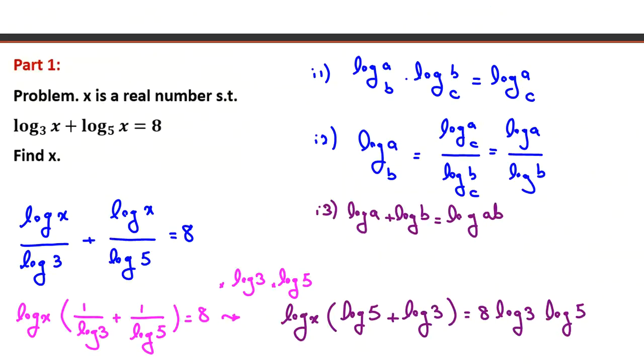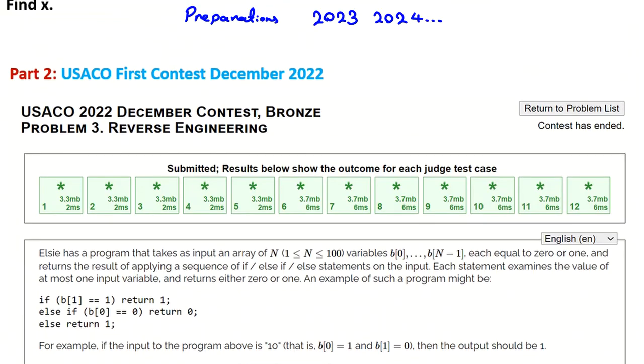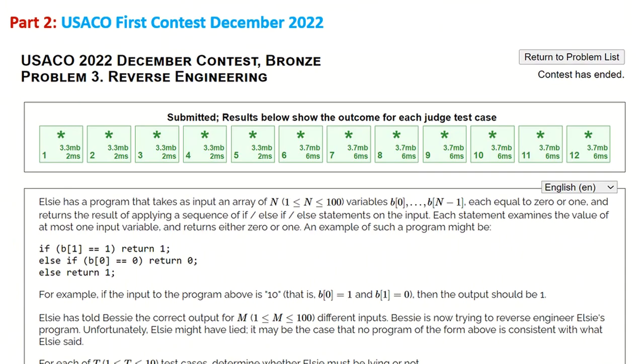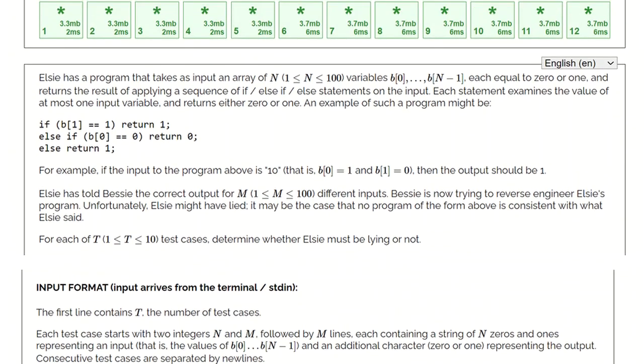Okay, now let's try this problem of USACO and let's consider important ideas of that. Okay, read this problem. I will explain. It says we have some conditions like this, and in each condition we can check at most one variable. Here is important. You should check at most one input variable for each condition.